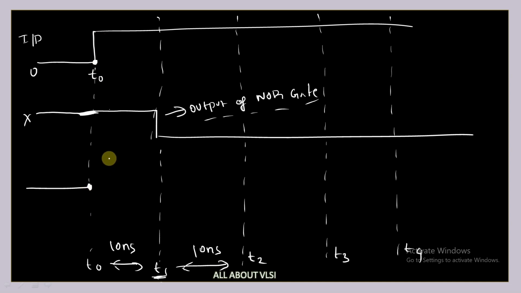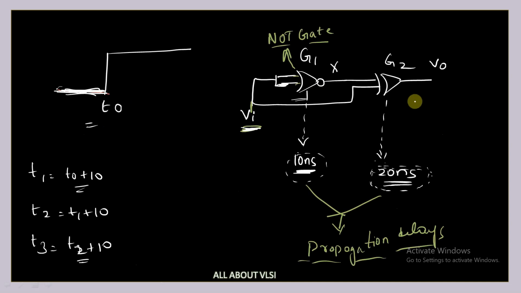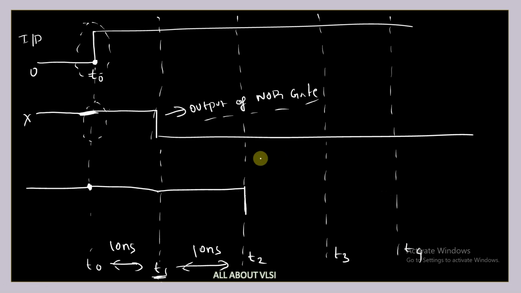So where is this change happening? After 20 nanoseconds this change is happening. This is 10 and this is 20, so this particular change is happening at this point. So 1 XOR 1 is 0, and this change happens after 20 nanoseconds because the delay of your XOR gate is 20. So it becomes 0.